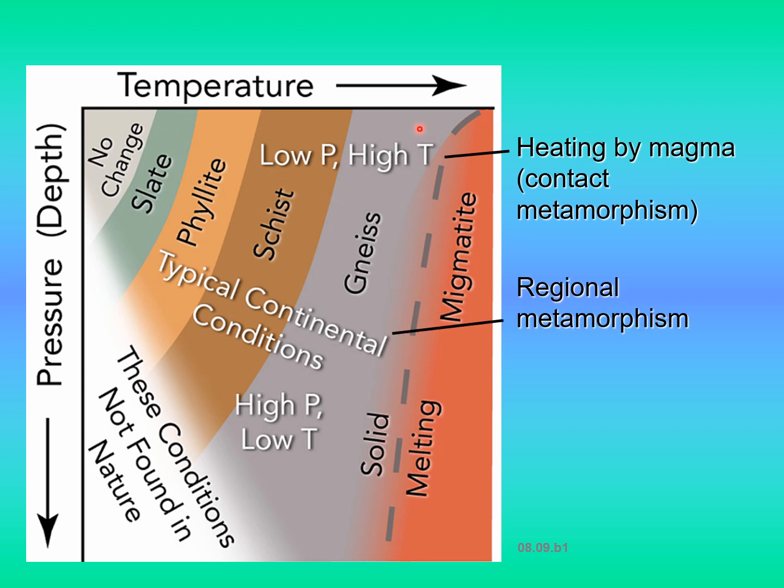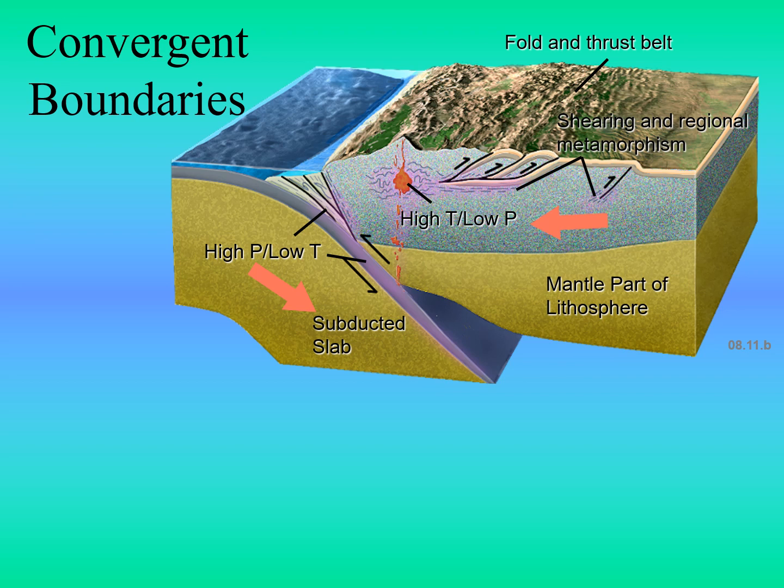So here we're getting the contact metamorphism. Down here we start to get the regional metamorphism. And then at the very low depths, that's when we get the subduction related metamorphism. So where in the crust do we see those types of temperature and pressure conditions?